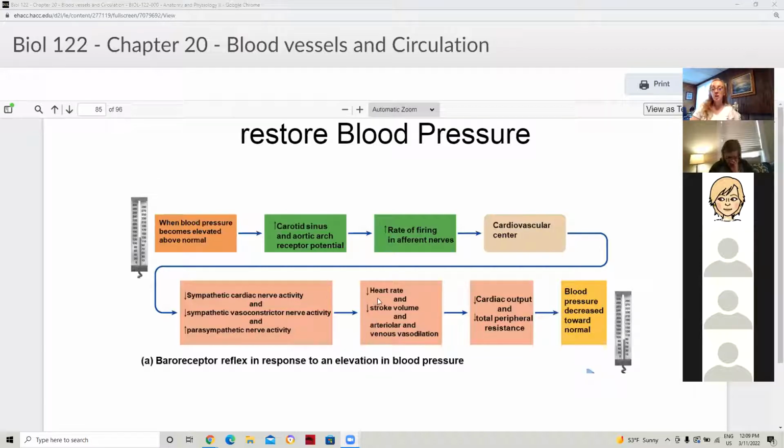So you decrease heart rate, you decrease stroke volume, because blood pressure is too high. And you're decreasing, no, you're decreasing vasoconstriction. I got myself confused.